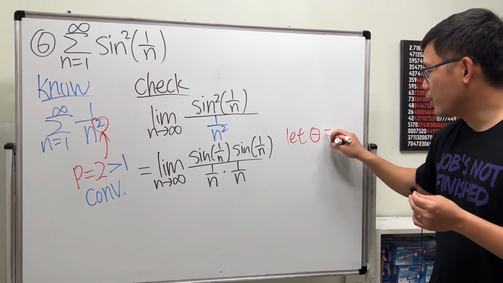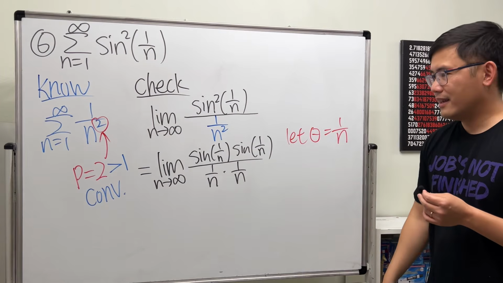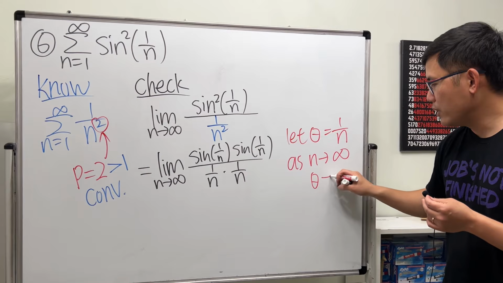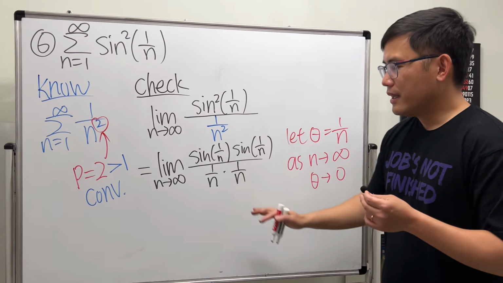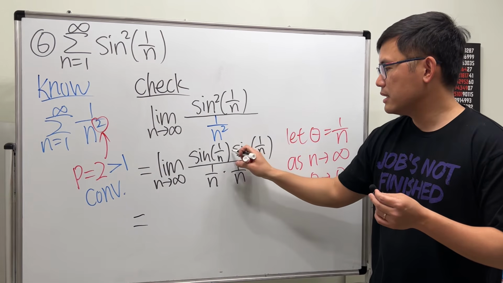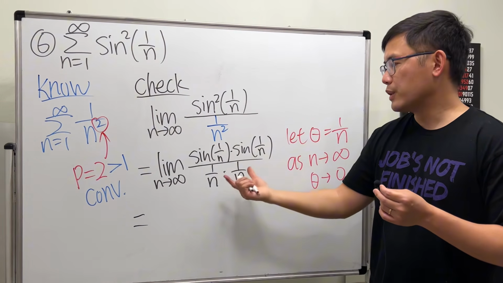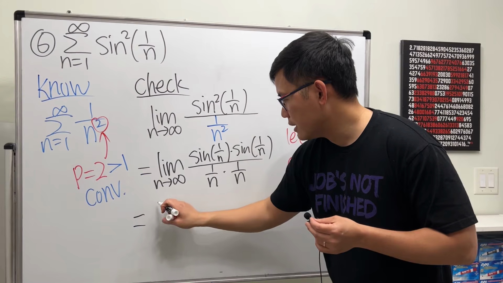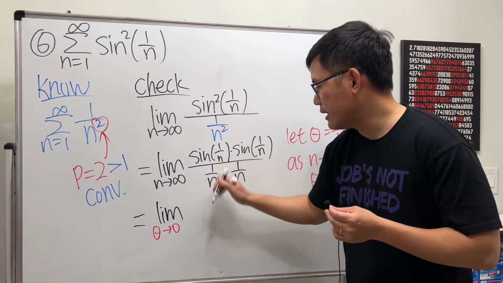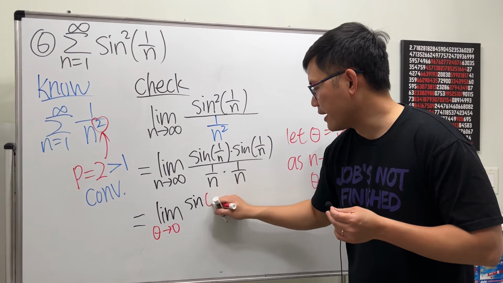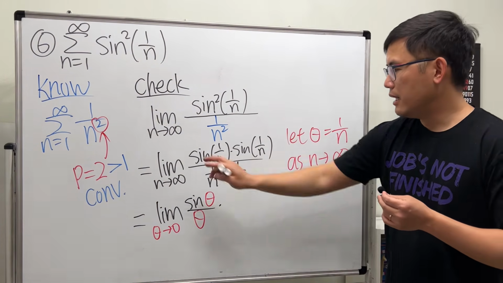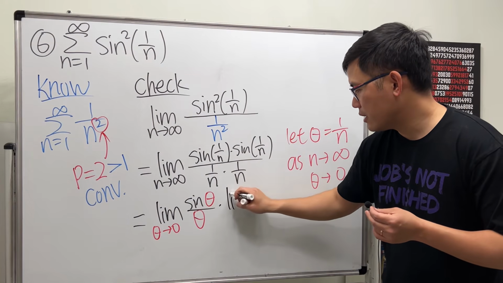Let theta equal 1 over n. As n goes to infinity, we know theta will be going to 0. Here, the limit of a product is the product of the limits. So we can look at it like this. The limit as theta goes to 0 of sine theta over theta, and then times the limit of the other one right here.